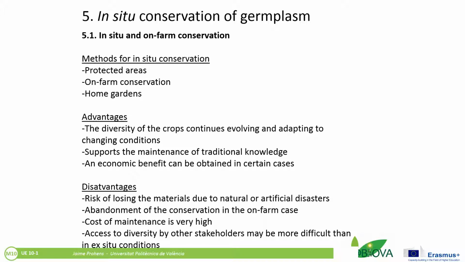However, in situ and on-farm conservation also have some disadvantages, like the risk of losing the materials due to natural or artificial disasters in the conservation sites, abandonment of the conservation in the on-farm case, because modern varieties may be more profitable for farmers. The cost of maintenance is very high, and unless subsidies are provided, is difficult to maintain, and the access to diversity by other stakeholders may be more difficult than in ex situ conditions, as the materials may not be in an accessible repository.